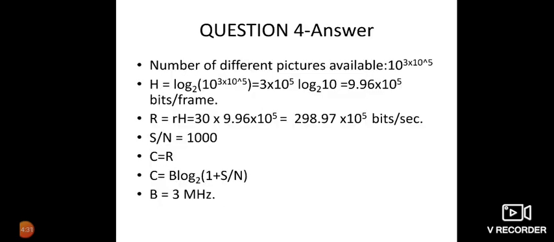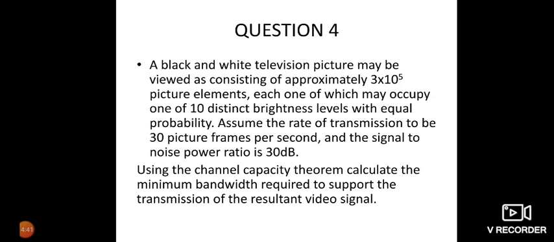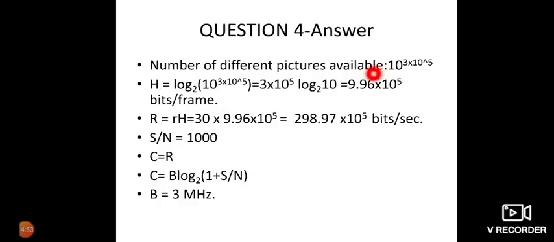Listen, the number of different pictures available is 10 to the power 3 into 10 raised to 5. So from where do we get that? 3 into 10 raised to 5 is the number of picture elements, and there are 10 distinct brightness levels for that. Okay, then how will we write it? 10 to the power 3 into 10 raised to 5. You just consider an example.